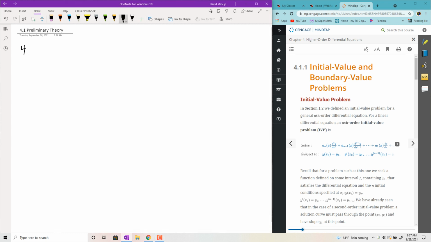Okay, so this section 4.1 is divided into, I believe, 3 parts, just so you're aware. Anyways, 4.1.1, initial value problems, and then these other things called boundary value problems. Okay. So what we're working with here are nth order differential equations. In particular, the form is this thing.